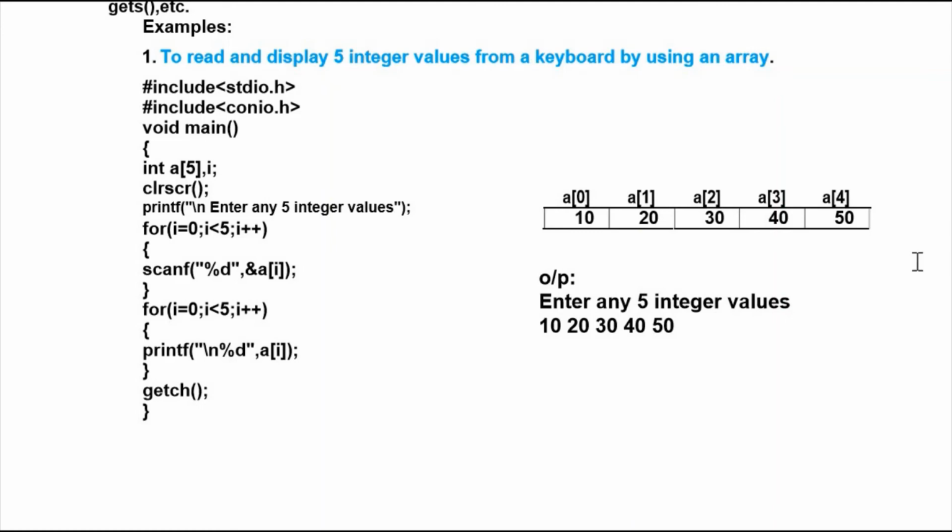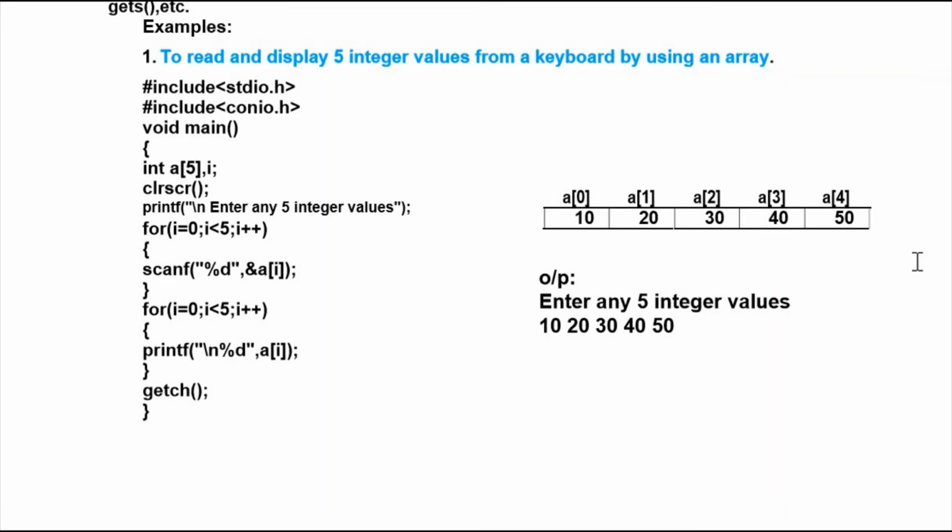So the 5 different values are stored at 5 different locations of the array, because the index of the array keeps on changing as the value of I changes. A of 0, A of 1, A of 2, so on up to 4. When I becomes 5, automatically it comes out of the for loop.